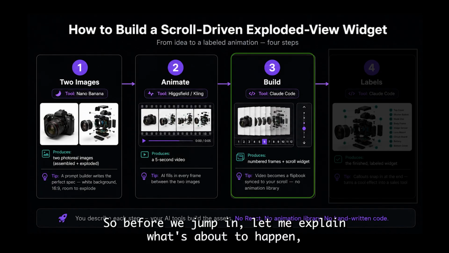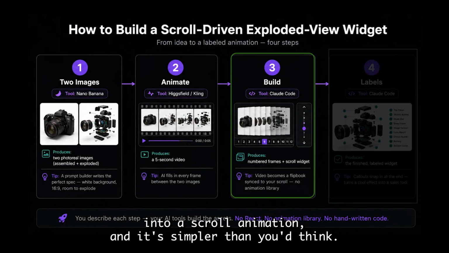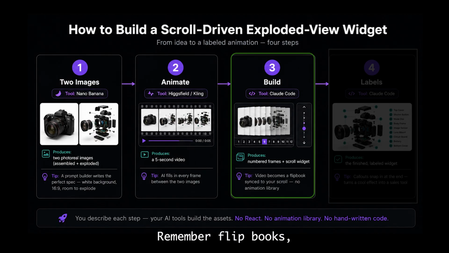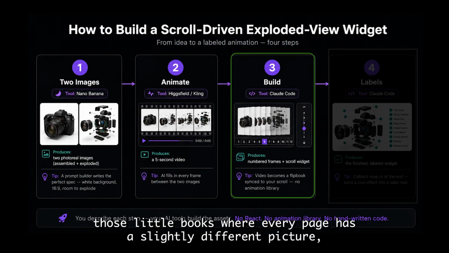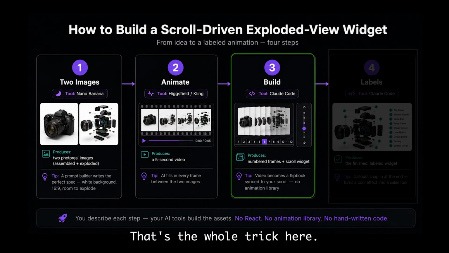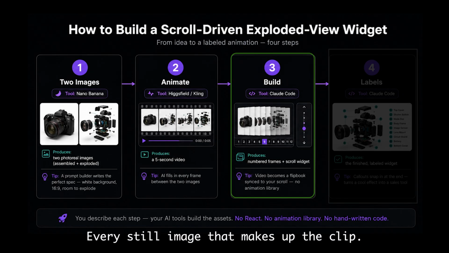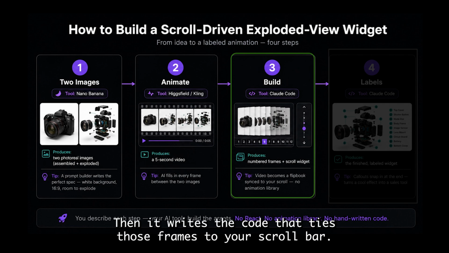So before we jump in, let me explain what's actually about to happen, because this is the part that turns a video into a scroll animation, and it's simpler than you'd think. Remember flip books? Those little books where every page has a slightly different picture, and when you flip through them fast, it looks like it's moving? That's the whole trick here. Claude Code is going to take our 5-second video and chop it into individual frames, every still image that makes up the clip. Then it writes the code that ties those frames to your scroll bar.